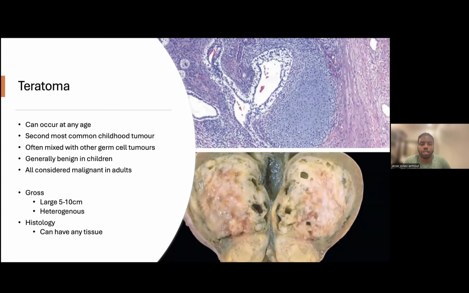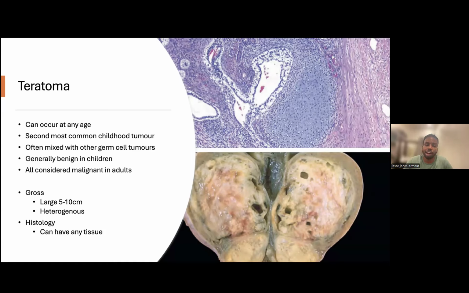Now, the last one of the germ cell tumors is your teratoma. Now, we do know teratomas from other areas as well. They could occur at any age. They're the second most common tumor in childhood. However, they're often mixed with other germ cell tumors. Now, generally, in children, they are all benign. However, if you do have a teratoma in an adult, it's always considered malignant.